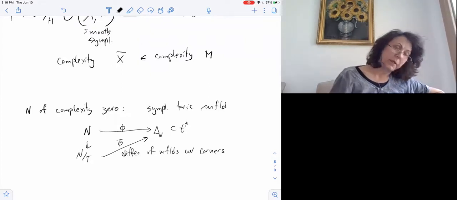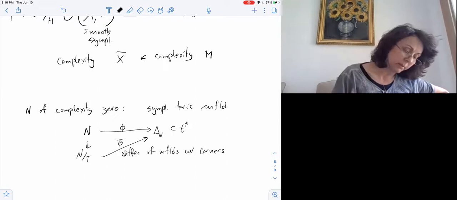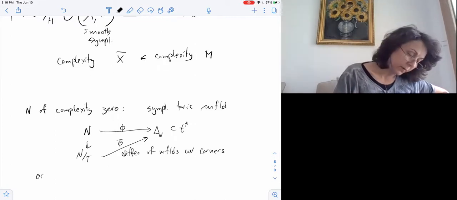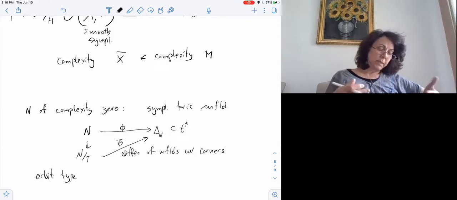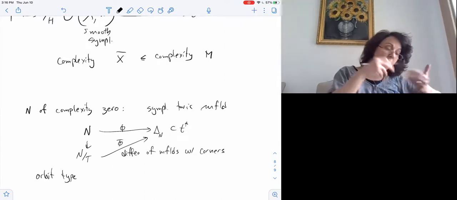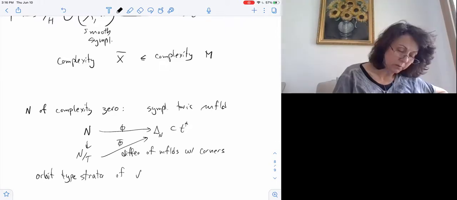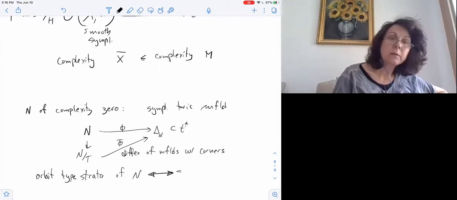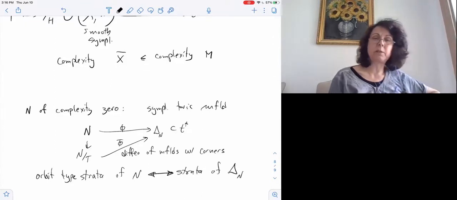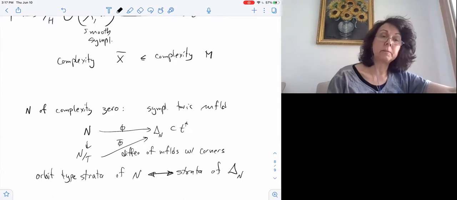And in the toric case, you can actually see what the strata are. Inside N, its lower strata are all of complexity 0, so all of its strata are themselves toric, and the orbit type strata of M under the momentum map exactly correspond to the strata of the momentum polytope. What are strata of a polytope? These are just the relative interiors of the faces, that's all.